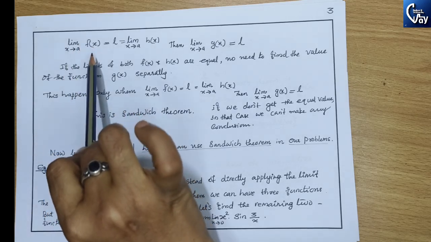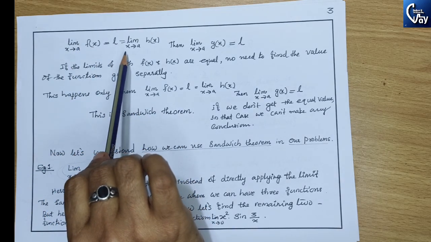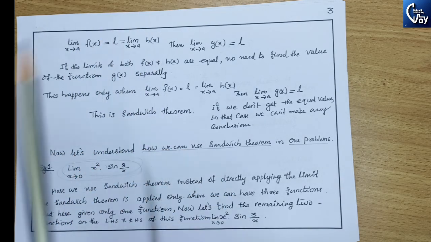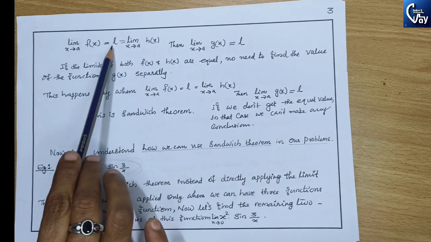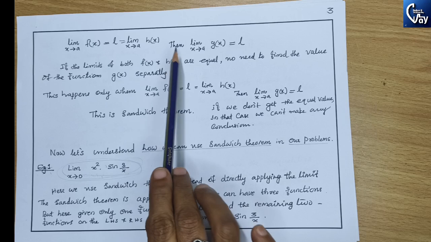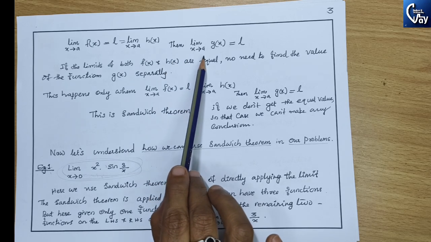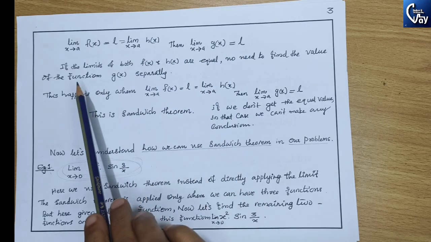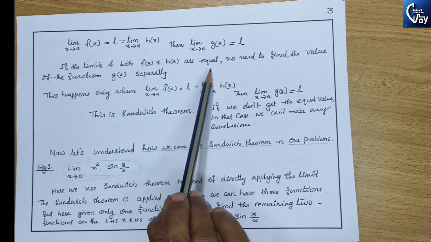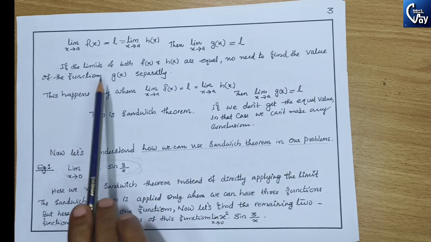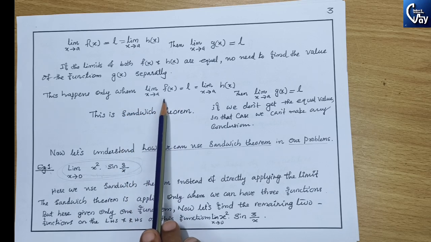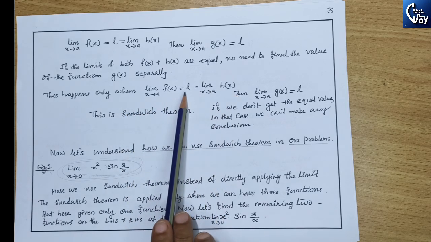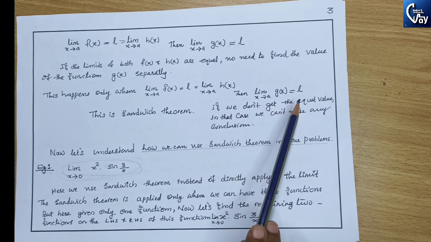The limit as x approaches a of f(x) is equal to L, which is equal to the limit as x approaches a of h(x). If the limits of these two functions are L, then without any calculation we write that the limit as x approaches a of g(x) is also L. If the limits of both f(x) and h(x) are equal, there is no need to find the value of the function g(x) separately. This happens only when the limits of f(x) and h(x) are the same value L. Then the limit of g(x) is equal to L.